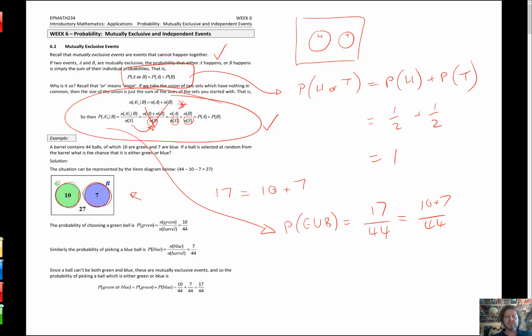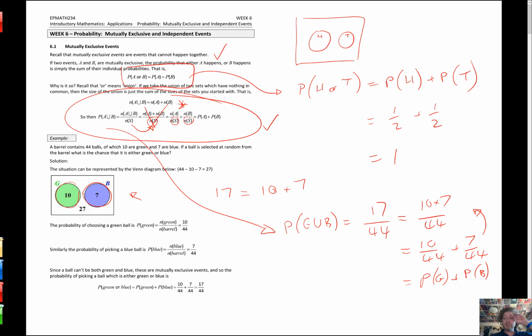Well, we don't deal with fractions much and we've got a calculator anyway, but it is true what they just said. 10 on 44 plus 7 on 44 is the same as the previous line. You just add the numerators when you've got the same denominator. And the last step says that N of A on N of S is just the probability of getting the first event, which is PG in this case, plus PB.